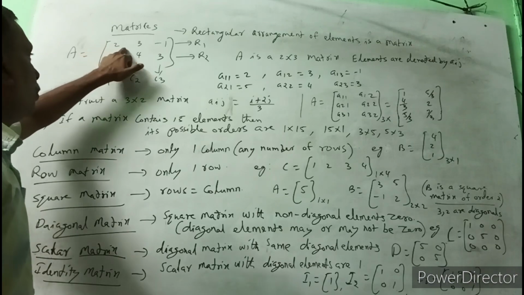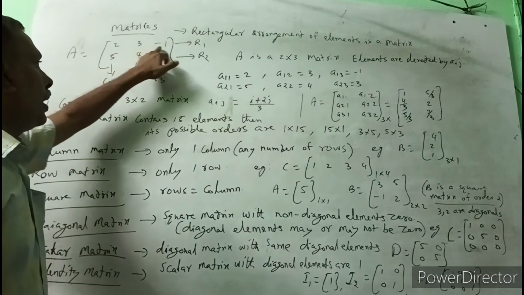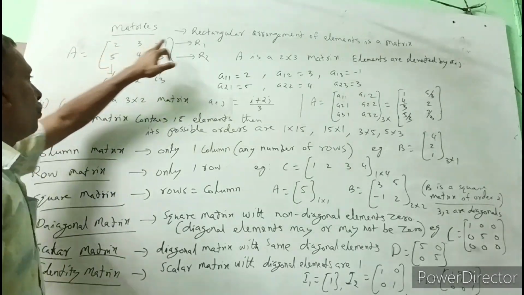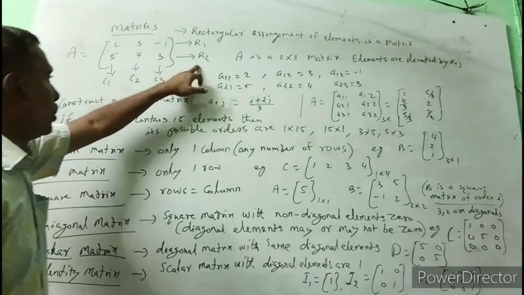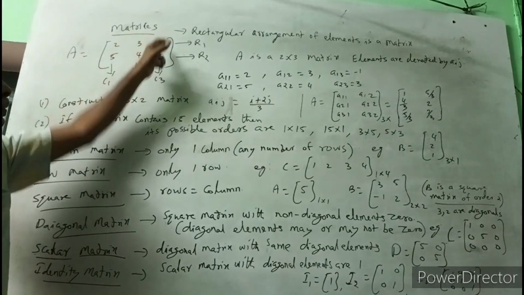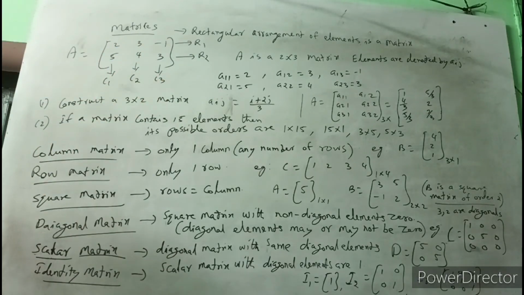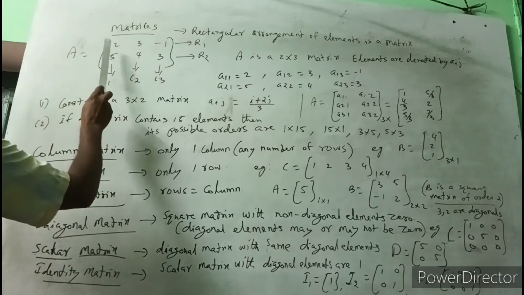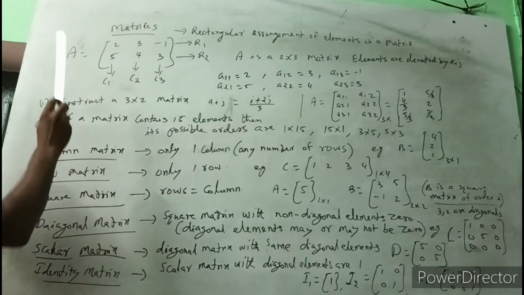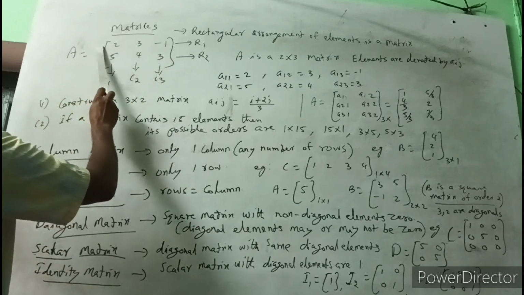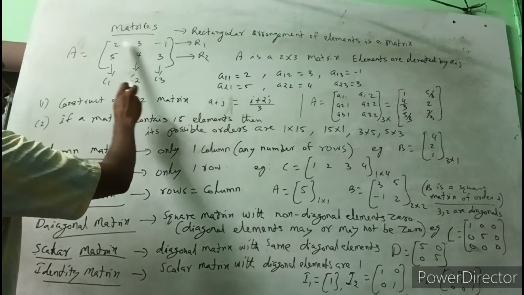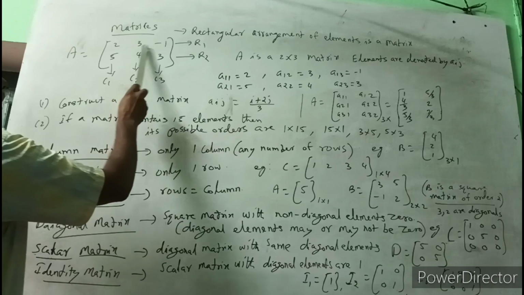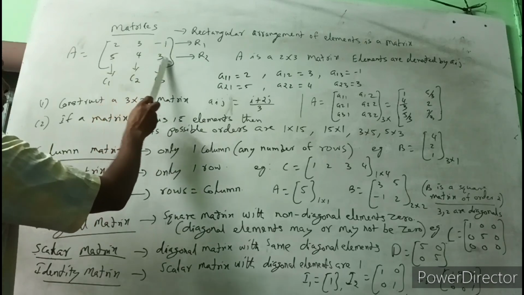The horizontal arrangement is called a row. There are two rows, first row is R1, second row is R2, and there are three columns C1, C2, C3. It is read like this: A is equal to matrix 2, 3, minus 1, 5, 4, 3. First we will read row wise: A is equal to 2, 3, minus 1, 5, 4, 3.